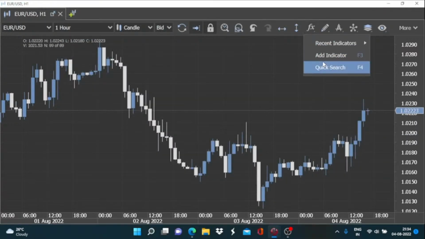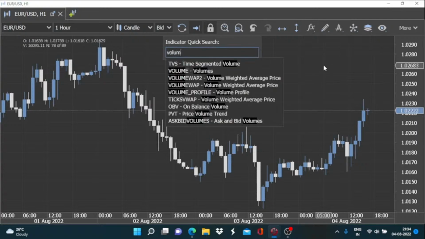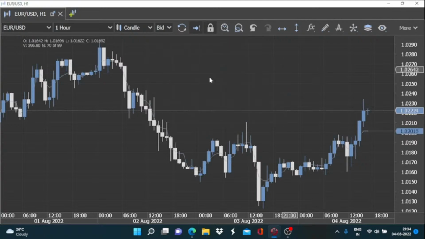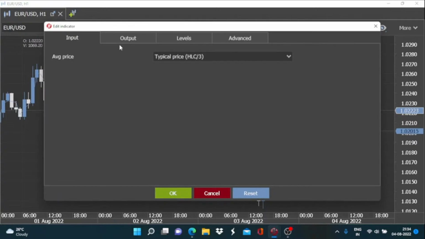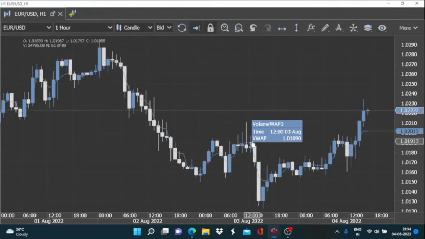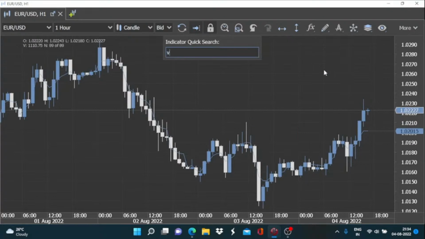Another option to add it is to simply type in the name volume. All right, so here we have this, and this is for the default setup. I think in this combination we can only define the typical price, average price, and we can't do much. So this is volume WAP 2. Let us try out the other combination.